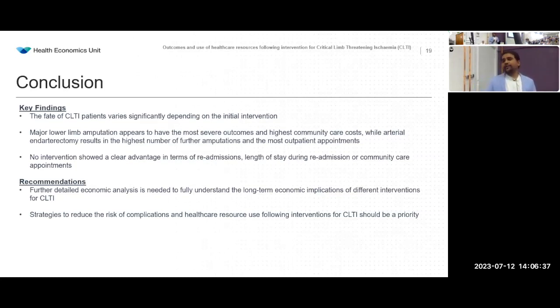No intervention showed a clear advantage in terms of readmissions, length of stay during readmissions, or community care appointments. Our recommendation was that a further detailed economic analysis is needed to understand the long-term economic impact of different interventions for CLTI. Our client agreed, and our health economics team has done this evaluation. We also recommend that strategies to reduce complications and healthcare resource use following intervention for CLTI should be a priority in healthcare.